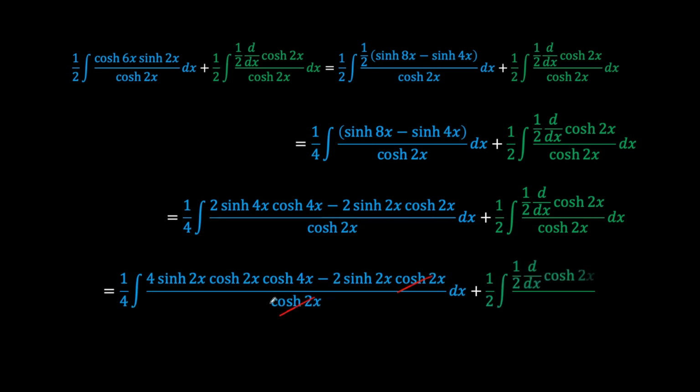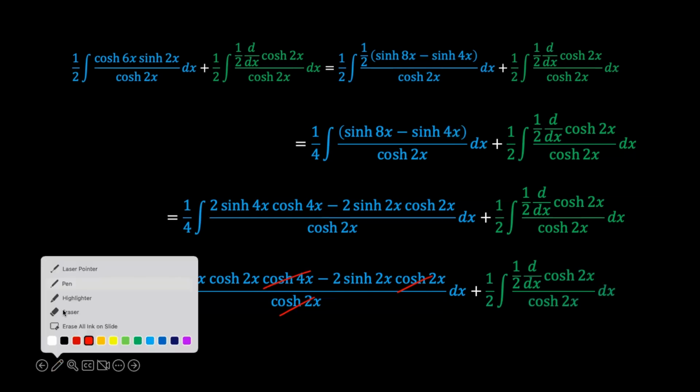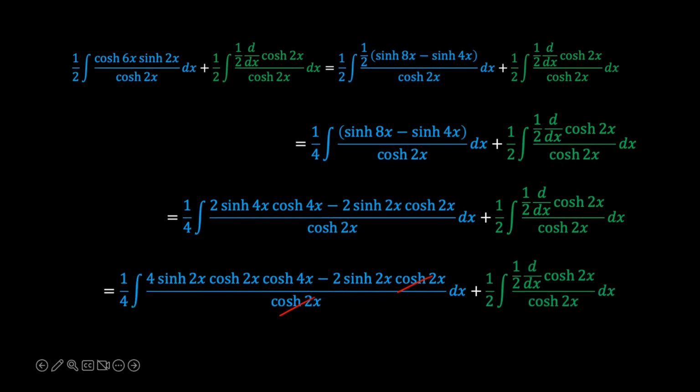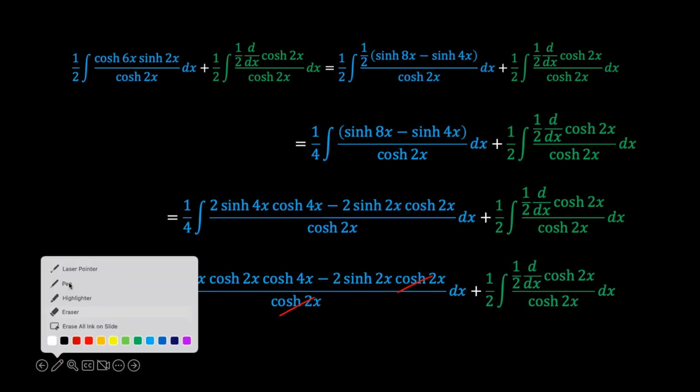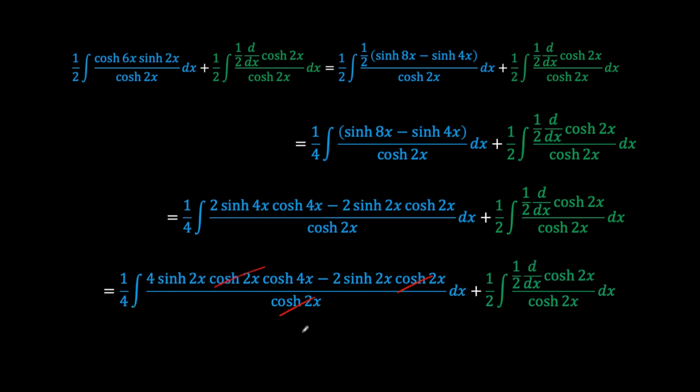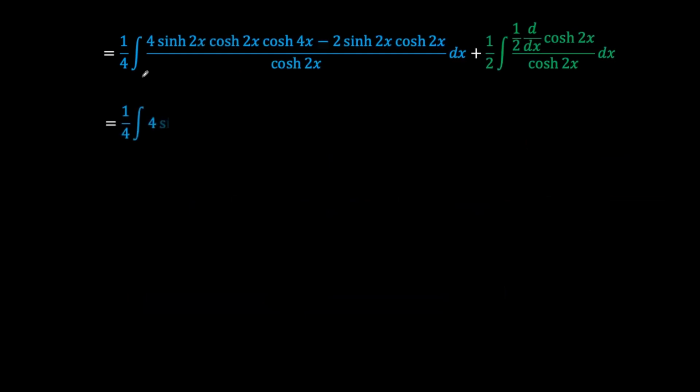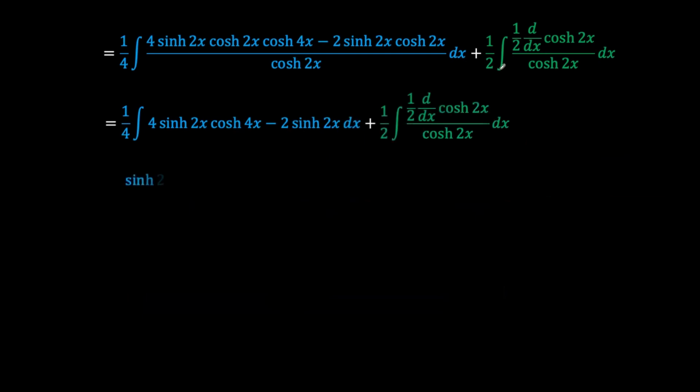Apologies, the rest is, but we are meant to divide this. So these two cancel, so the denominator disappears, and now we have a quarter times the integral of 4 sinh 2x cosh 4x minus 2 sinh 2x. And then obviously the green integral remains as it is.